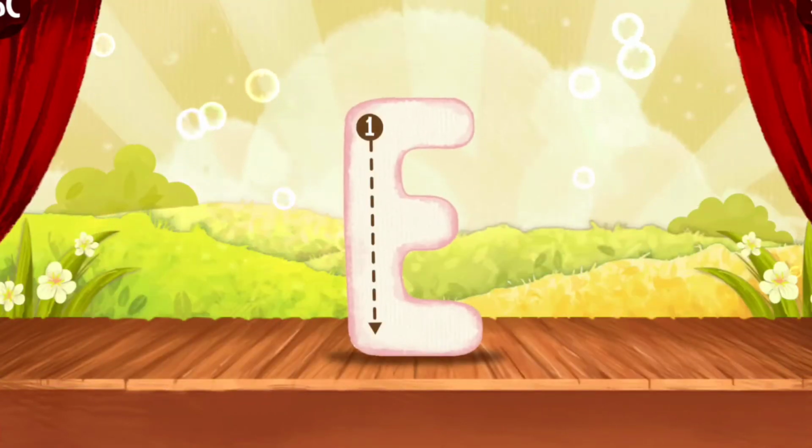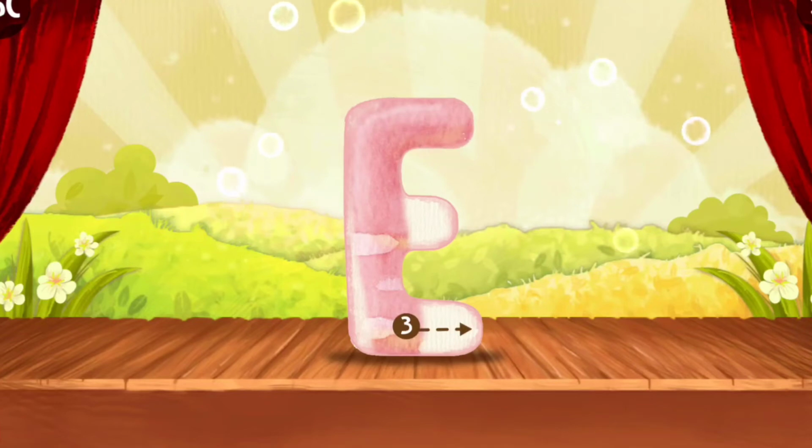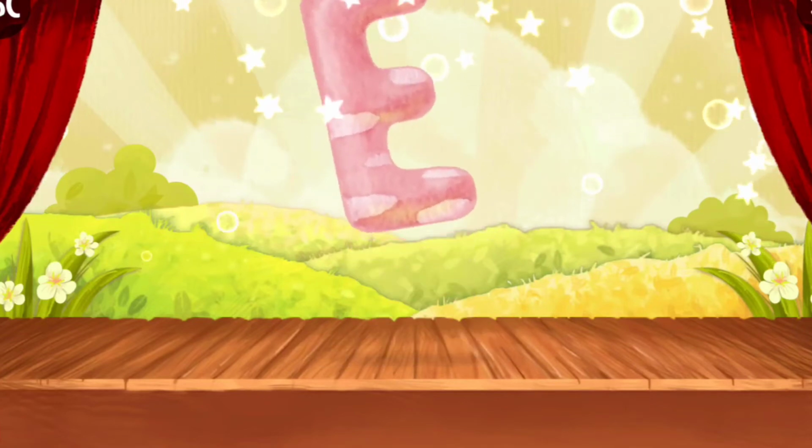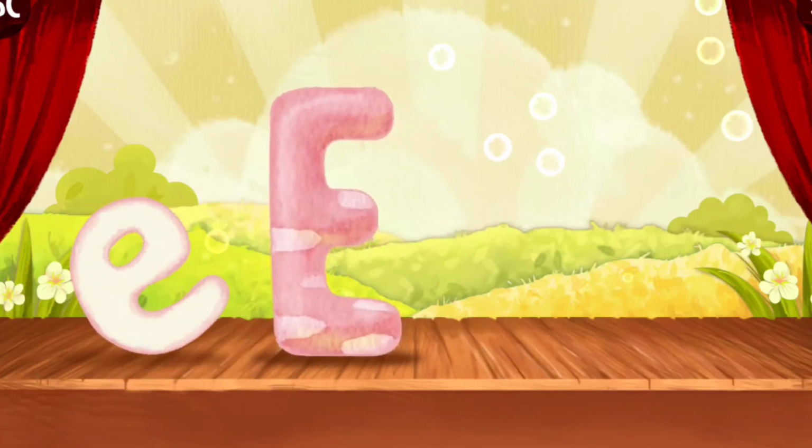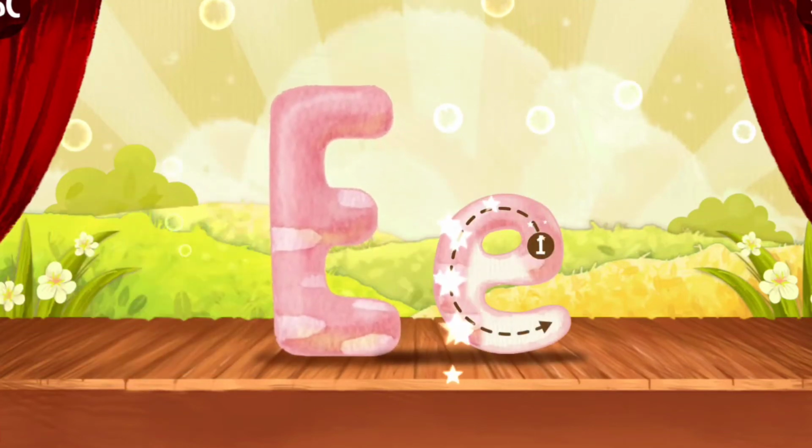First, let's draw the uppercase letter. Follow the dotted lines step by step. Now, draw the lowercase letter.